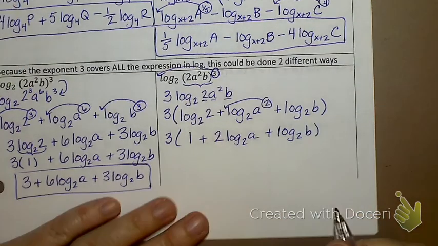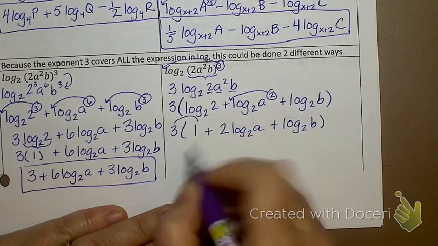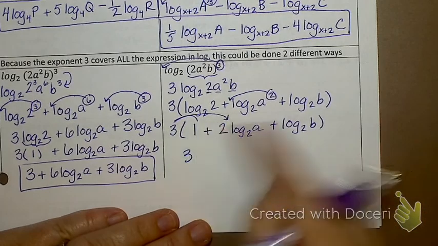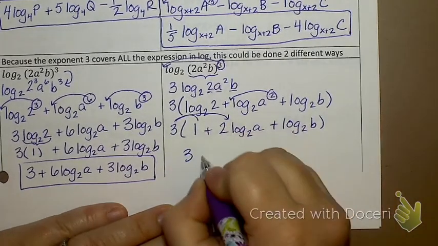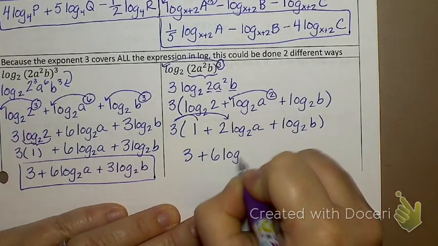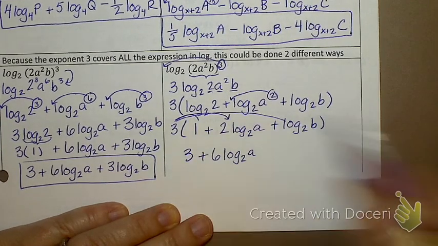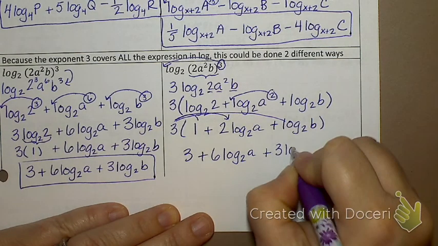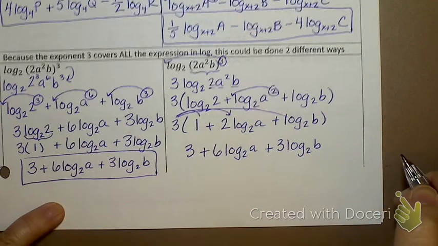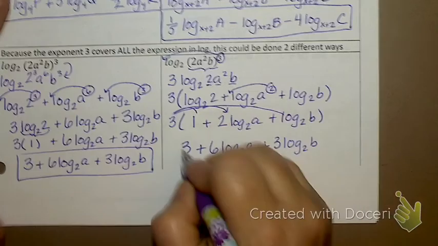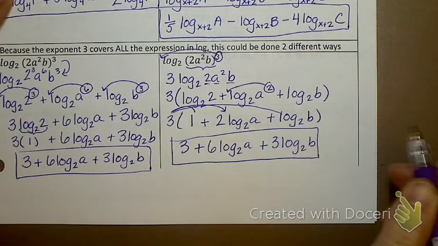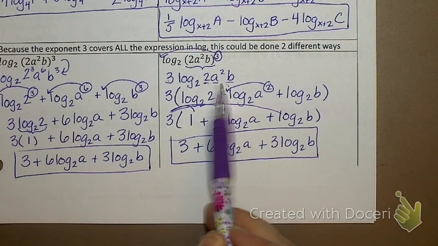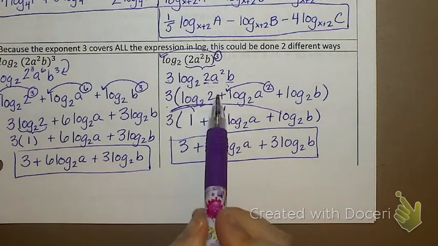And now I have to distribute that 3. So 3 times 1 is 3. 3 times, what do I multiply it by there? The 2 or the a? The 2. So that gives me 6 log base 2 of a. And over here I also multiply it by the coefficient. So that would be 3 log base 2 of b. That's the exact same answer as I got over here, right? Yeah. So it doesn't matter which way I go as long as I remember to follow the rules. And again, if I pull an exponent out to the front and I still have more breaking up to do, I'm going to have to distribute that exponent back in at another time.